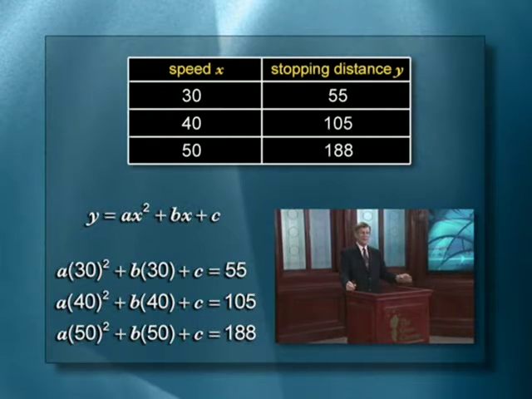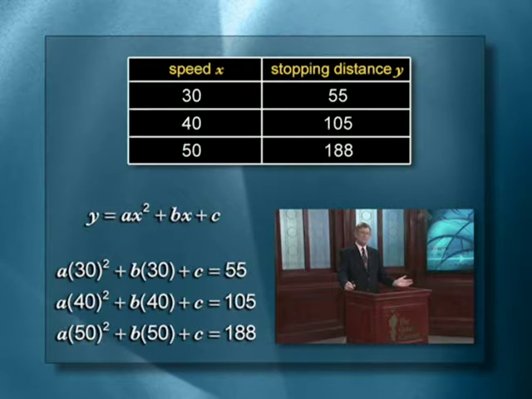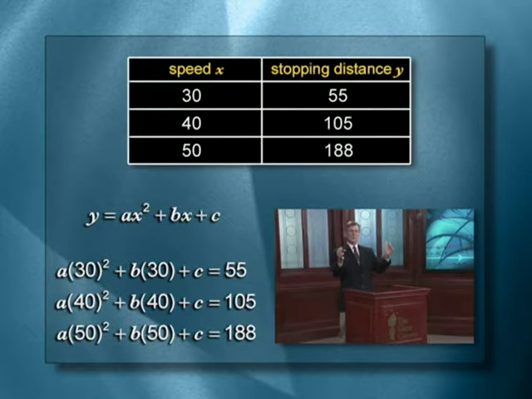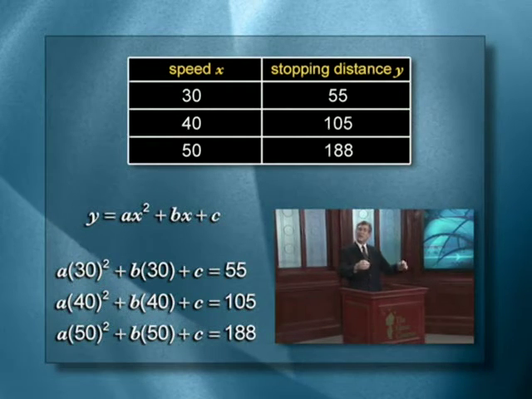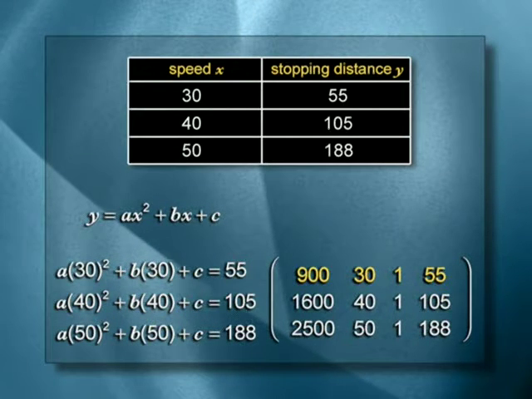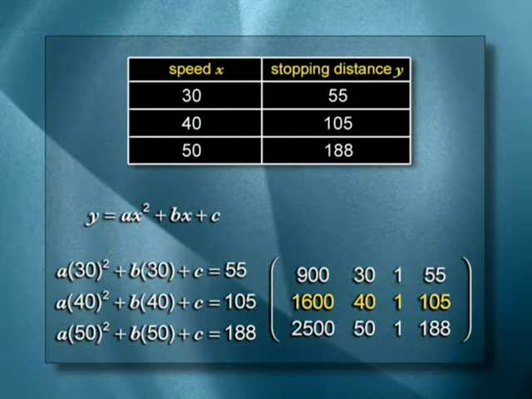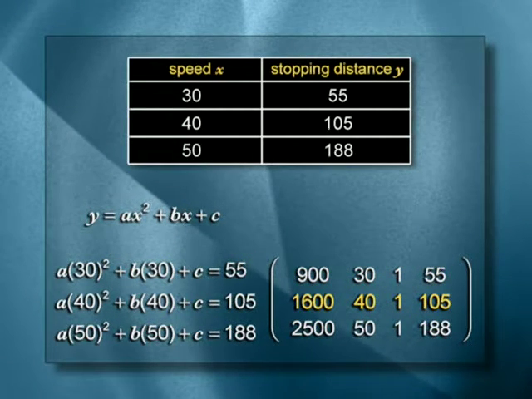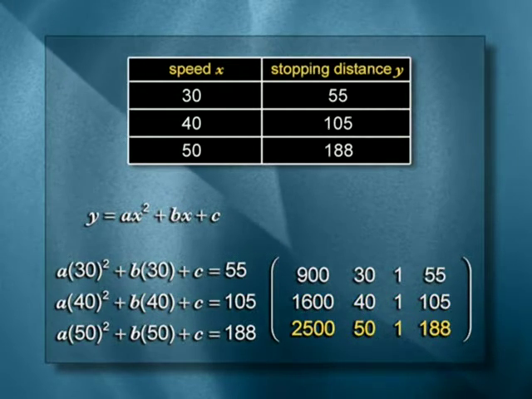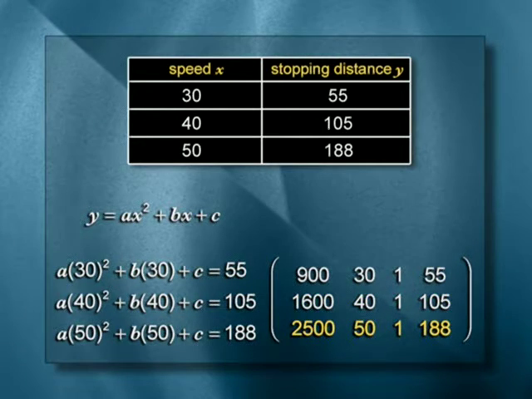We've been here before. The equations are not quite as pleasant to work with. There's big numbers here. Let's put them in matrix notation. I'll put the coefficient matrix and the right-hand side together, and it would be 900, 30, 1, 55. That's the first row. Then it's 1600, 40, 1, and 105. And the third row is 2500, 50, 1, and 188. All right. We know how to do this. We solve the system. Trust me, you can row reduce this and solve it.